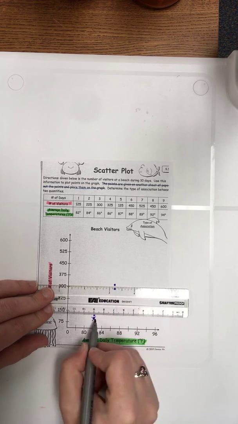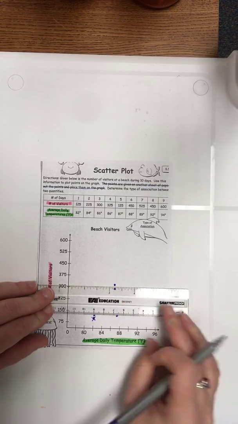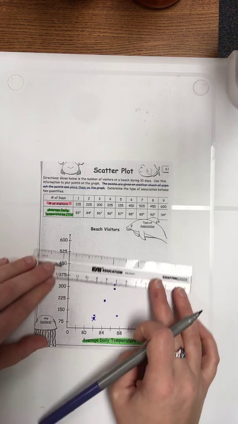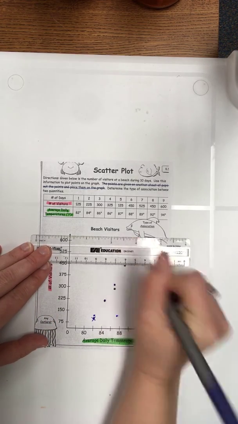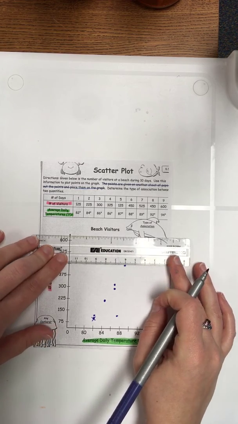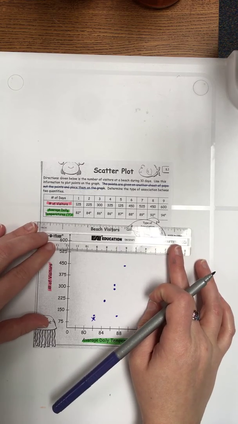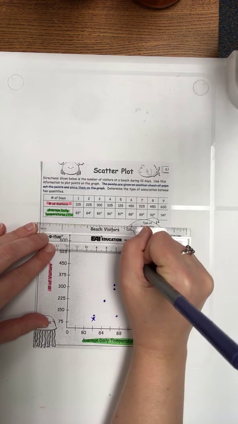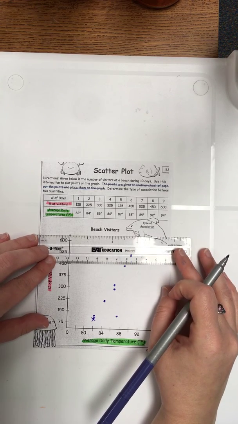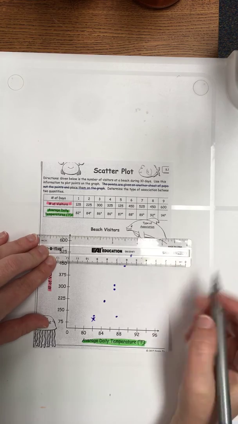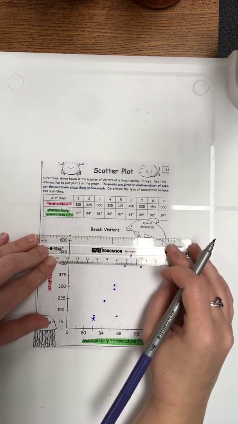And if that happens, you can just put an X over it like that. So 87 degrees would be splitting the difference here. Then at 88 degrees, they had 450 visitors. Okay, and at 89 degrees, they had 525. And 450 visitors was when it was 92 degrees outside. And then the 600 is for 94.